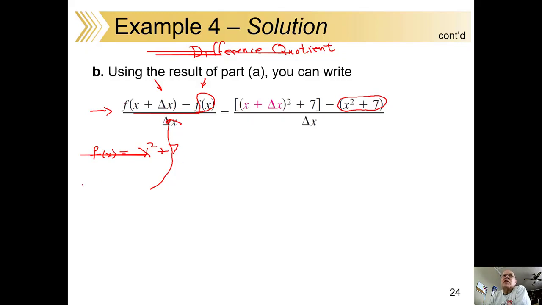Now what does f do? Let's see if I can write this better. Function f says you're squaring whatever you get and adding a 7 at the end. This says that what you're going to give f, what Mr. f, the function, is going to see is x plus delta x.